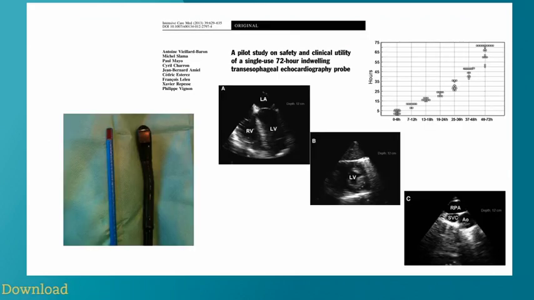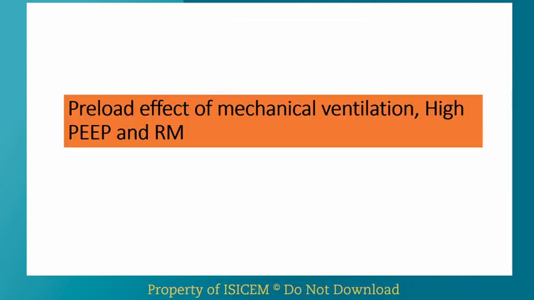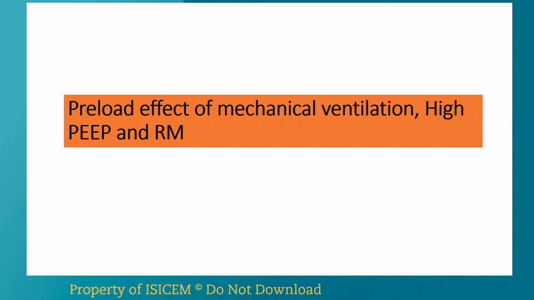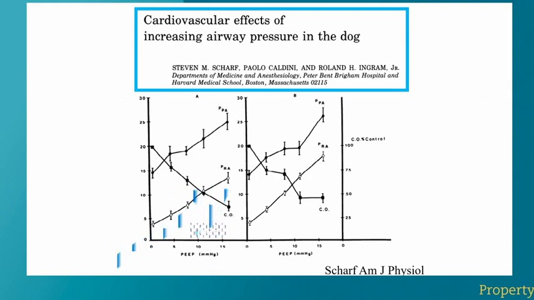And with Antoine Villard-Baron, we put a small TOE probe that we can leave in the esophagus for 24, 48, 72 hours to follow the function of the heart during mechanical ventilation, PEEP trial, and recruitment maneuver. Then to understand well the effect of mechanical ventilation, you have to know that high PEEP, recruitment maneuver, and even mechanical insufflation may increase the right atrial pressure, which is responsible in part for the decrease of the cardiac output.